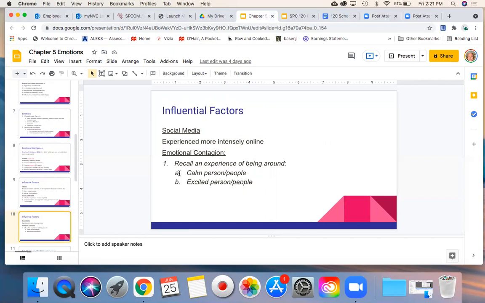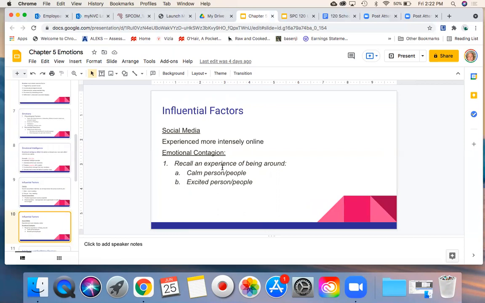Social media, of course, is an influential factor, right? And then there's this concept of emotional contagion. So recall an experience of being around a calm person or people. You know, someone who just has a tendency to be really chill. Think about that time you heard yourself say, it is so good to be in your presence right now. Because that person's so chill, and because they are so chill, you're feeling chill, right?